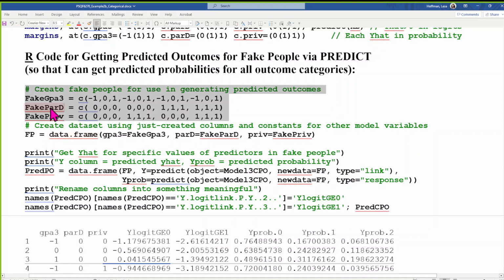I am going to generate fake cases with every combination. I have 12 fake cases where I have the same combination of 3 levels of GPA, 2 levels of parent degree, and 2 levels of private school. So all possible combinations of 3 by 2 by 2. I am then creating a data frame with 3 columns, GPA 3, parent degree, and private, and I'm naming my data frame FP. Do you know what that stands for? Fake people. Fake people, yes.